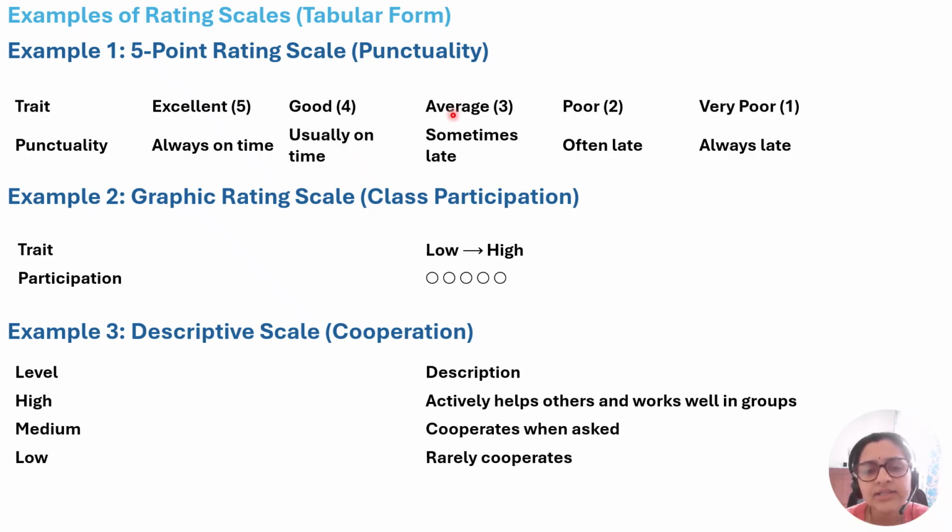Then average is 3. He is sometimes late. Then poor is 2, often late. Very poor is, he is always late. He is not at all punctual.